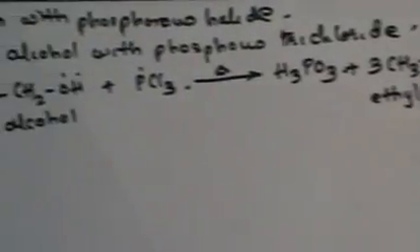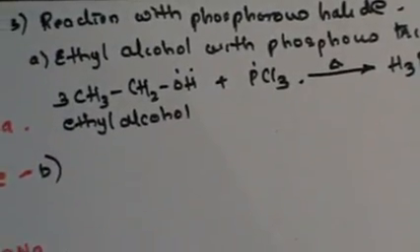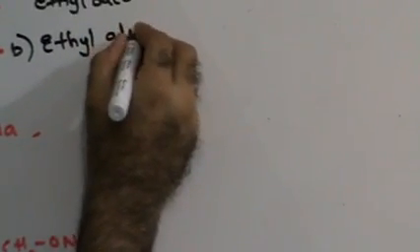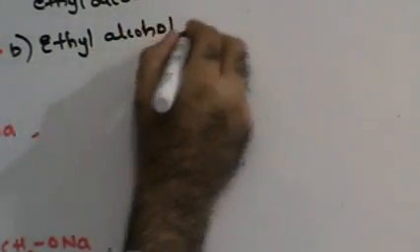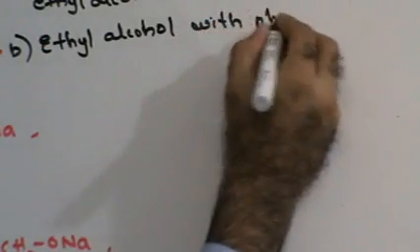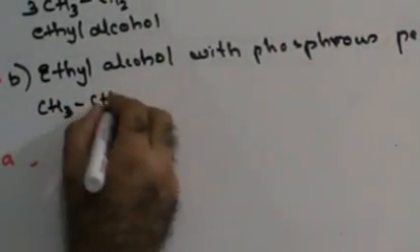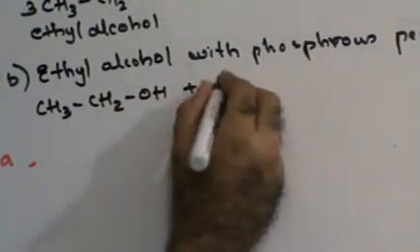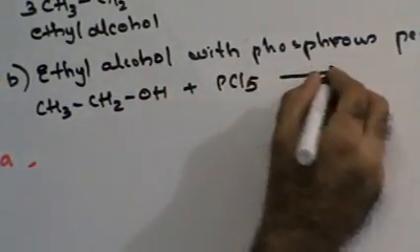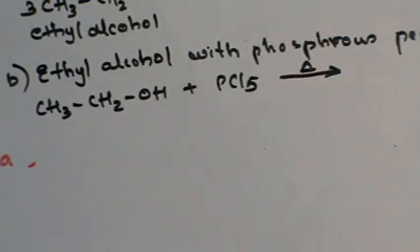Similarly, I could do my reaction with phosphorus pentachloride also. Suppose what happens when ethyl alcohol reacts with phosphorus pentachloride? Ethyl alcohol, CH3CH2OH, phosphorus pentachloride. Again, you need to heat the reaction.